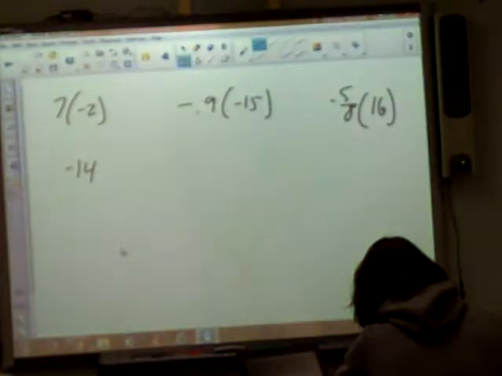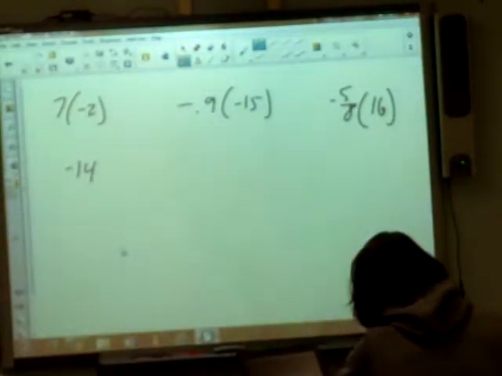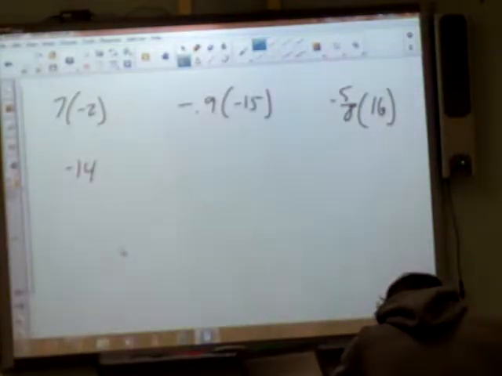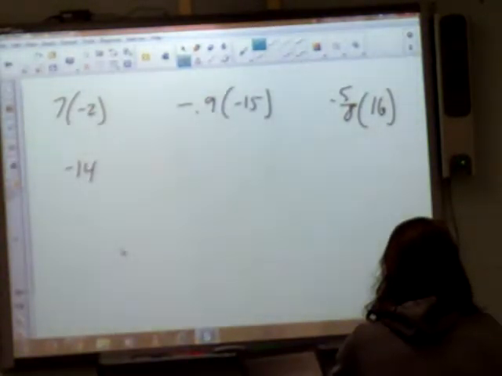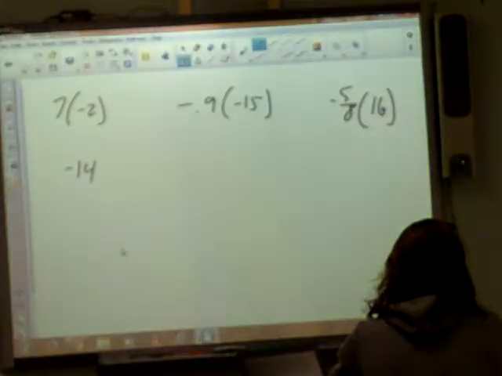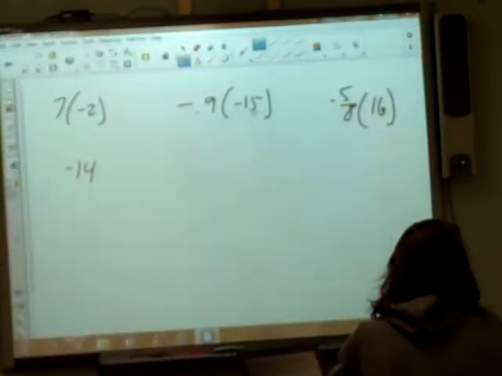Okay, so number 2 there. That says negative 0.9 times negative 15. Before I'm worried about what 0.9 times 15 is, is that result going to be positive or negative? Positive, very good, because they're the same signs. Negative times negative is positive, all right? So now figure out what is 0.9 times 15.